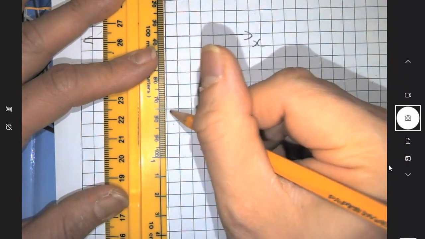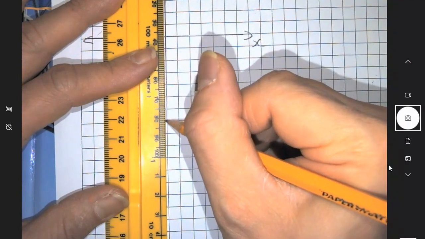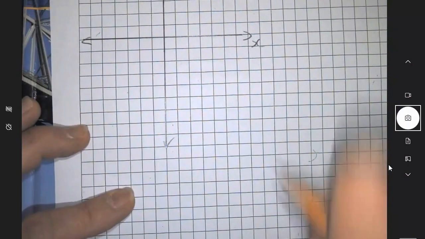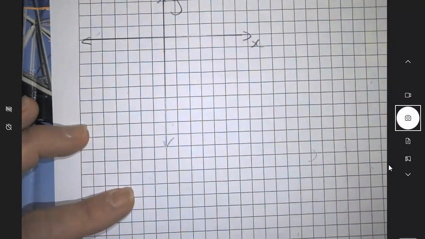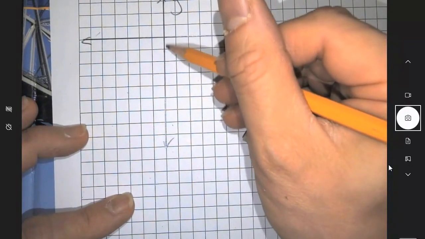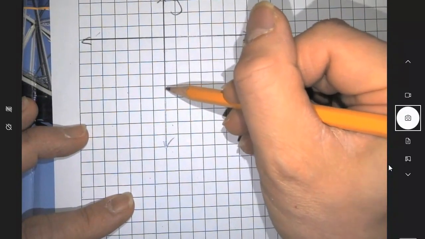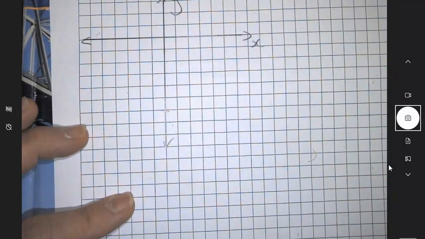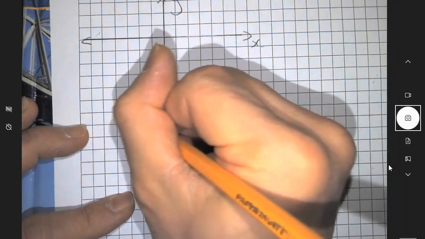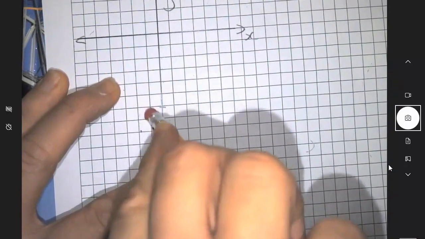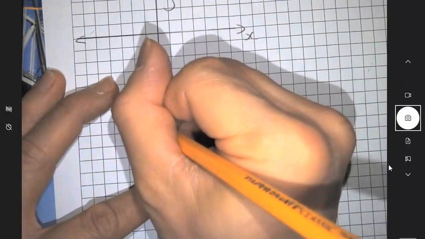And just for clarity's sake, just give a few more. Okay? So this is our y-axis. This is our x-axis. So 1, 2, 3, 4, 5, 6. So here, that will be my minus 6. Oops, why did I put a bracket? Okay. Here will be my minus 6.